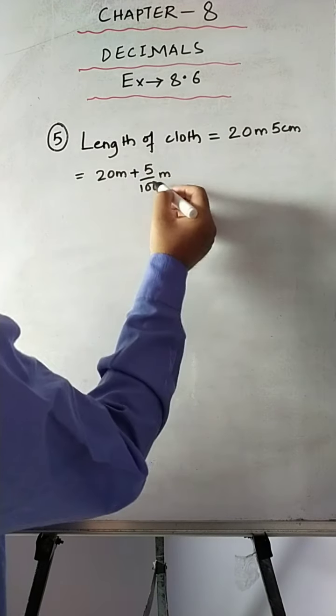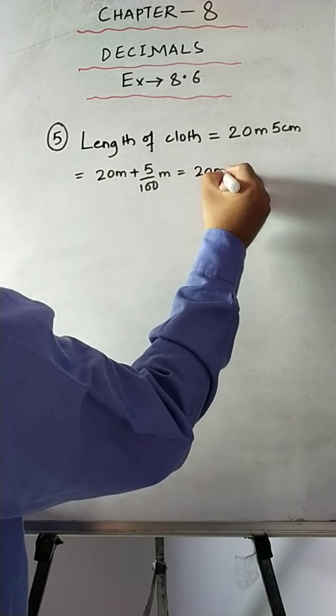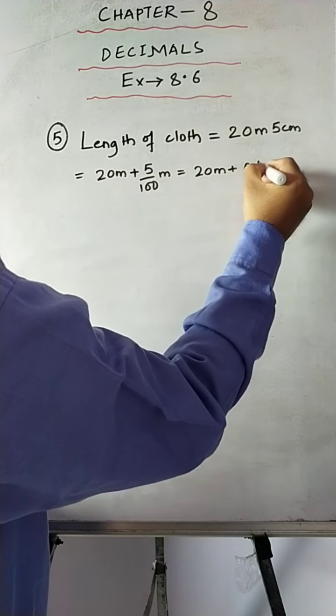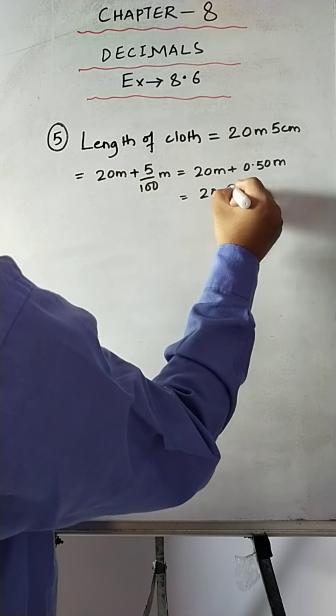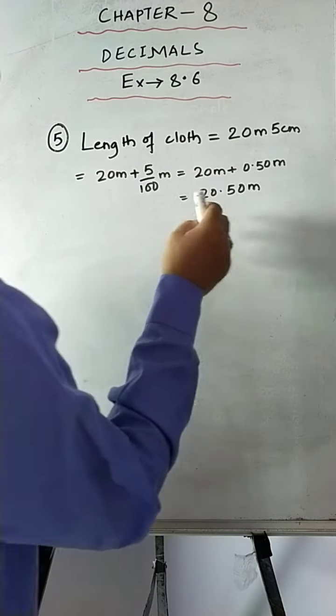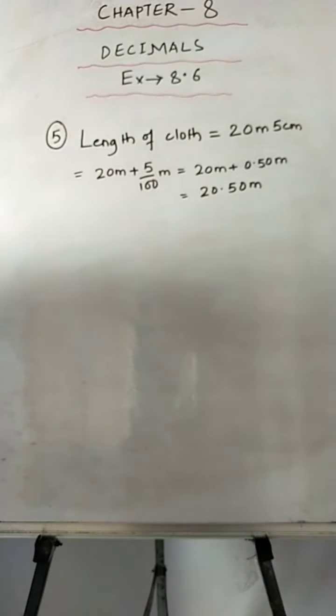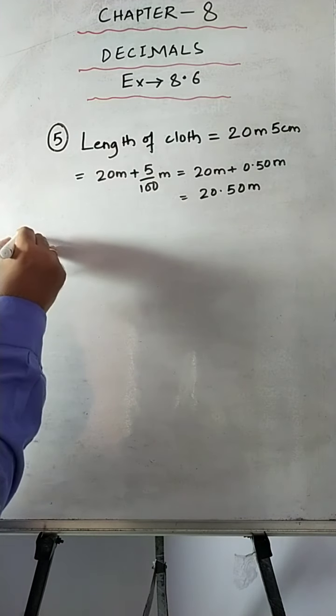So we'll divide 5 by 100. So what is the decimal form of 5 by 100? That is 20 meter plus 0.05 meter, and finally when we add it we get the answer as 20.05 meter. So this is the total length of cloth in decimal form. Now the next statement we'll write is length of cloth to make curtain.